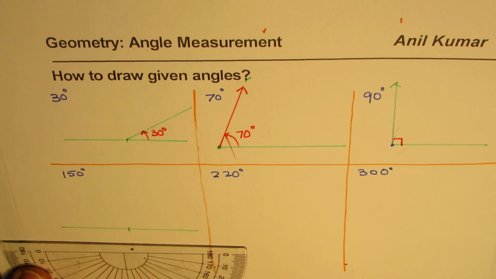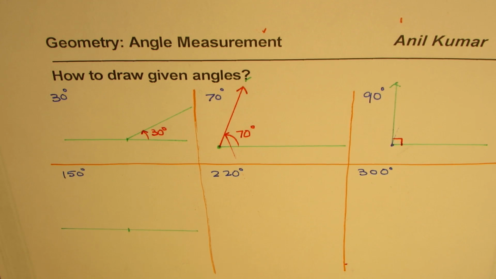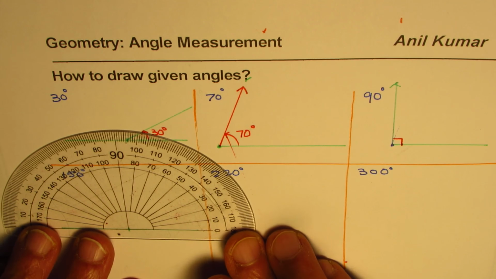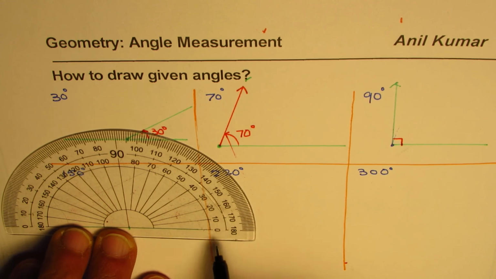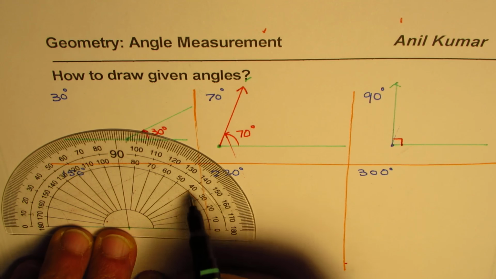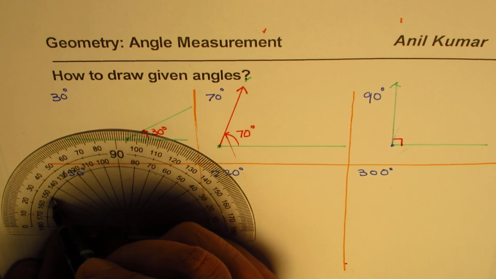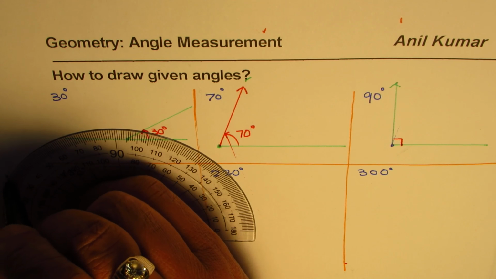I'm expecting it to be more than 90, right? So 150. How do you draw 150? You should draw normally counterclockwise. From 0, we go up, reading the inside numbers. And there we have 150. Do you see that? There it is.